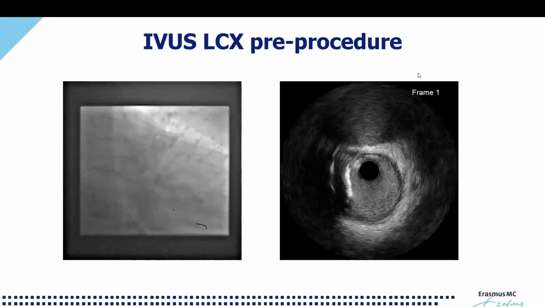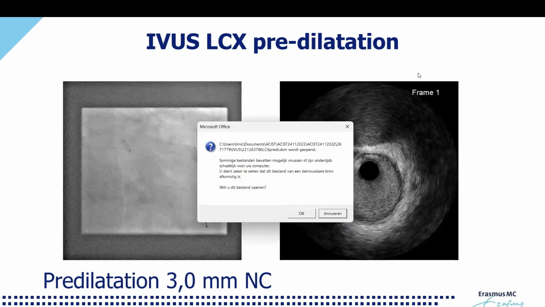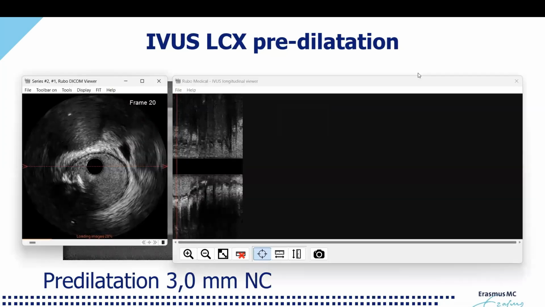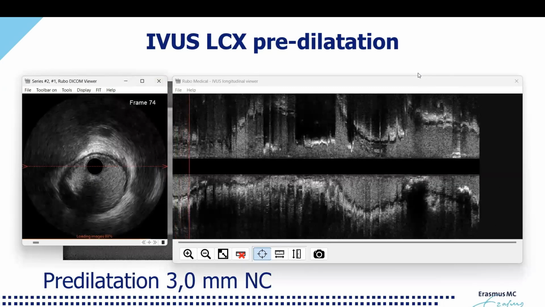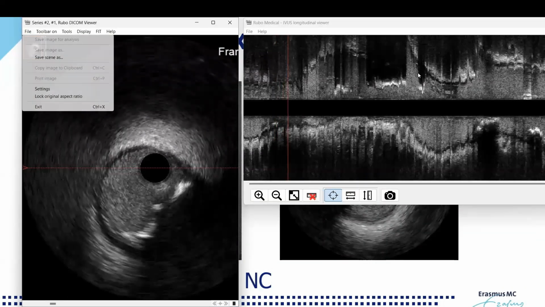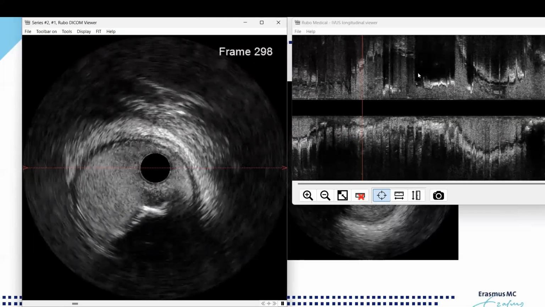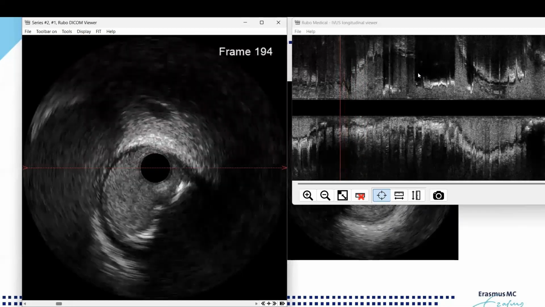So next, what we did next is that we did a pre-dilatation in the circumflex. The Trio non-compliant balloon. Now let's see what this has for an effect. So we have the IVUS again. And now remember the pictures we've shown you in the beginning, that the balloon will create the damage on the opposite side of the vessel. Now we'll see what it did.